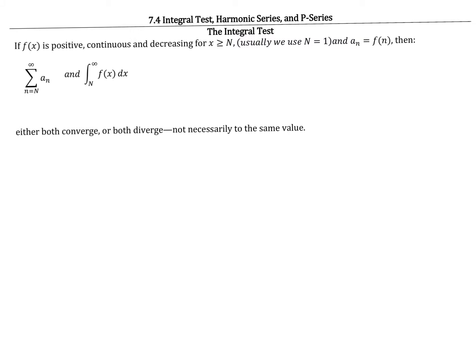So the integral test says if we have a function f of x that is positive, continuous, and decreasing as we get some x greater than or equal to some n value, which usually just comes from our sigma, and a sub n is basically we're defining the function as the rule of the series. Then either both the series and the integral converge, or both the series and the integral diverge, not necessarily to the same value. So let's talk about where this comes from and the idea behind it.